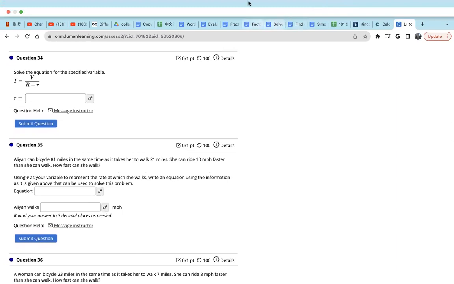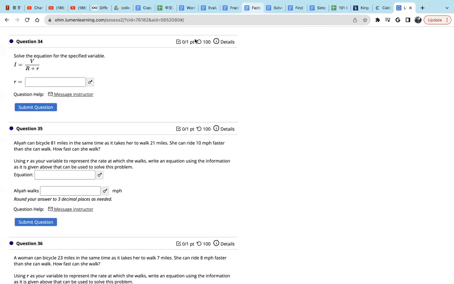Let's see 34. Let's look at this equation. No numbers here, so everything is represented with some letters. So I equals V divided by R plus lowercase r. So we want to solve the equation for the specified variable, which means we want to solve for the little r. Which means we want to legally put r on one side, the rest of the variables on the other side. So how do we do this?